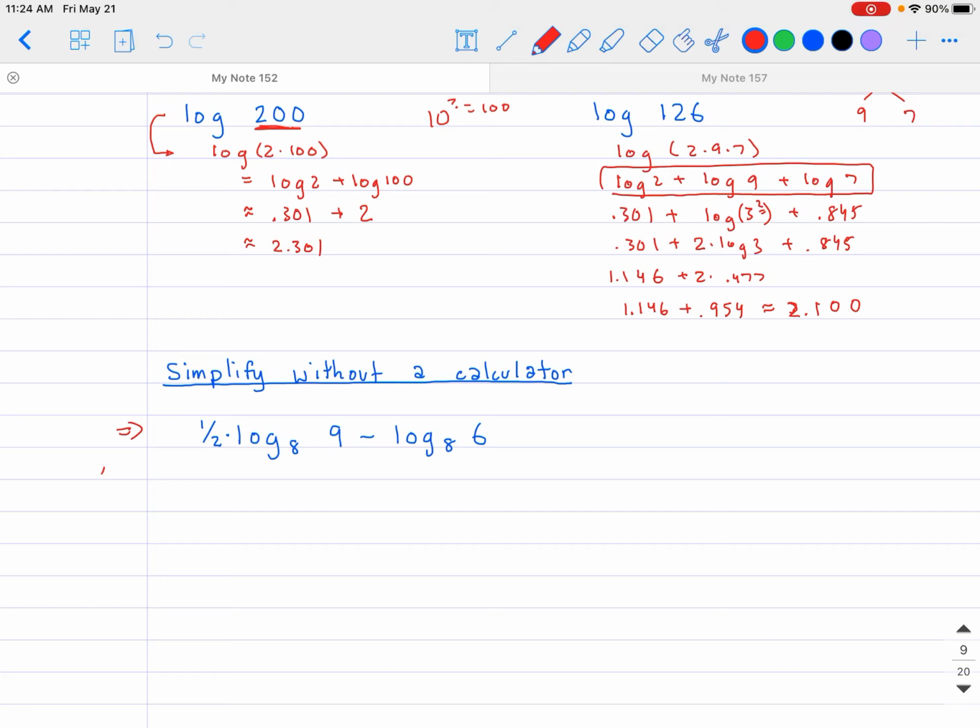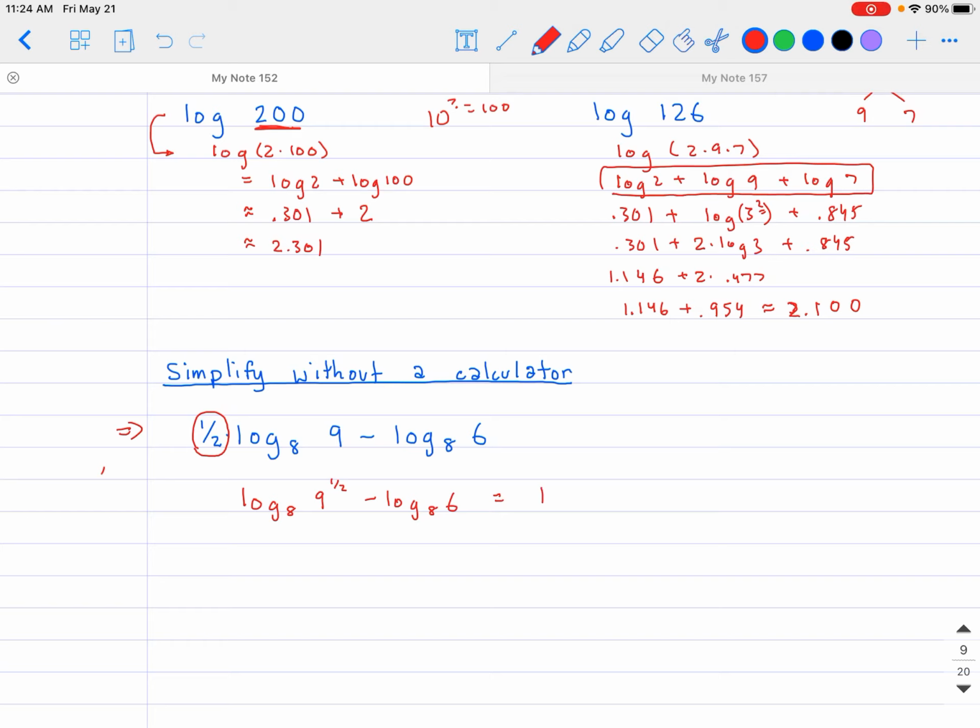Notice that they both have log base 8, so that's good because we can combine it. If they're not the same base, then you're going to have to do a little bit of work, and then we can't combine it just as easily. So here, let's go ahead and take this 1/2 and put it somewhere else because I'd like to combine the two logarithms together, and I can't do that with the 1/2 on the outside. So on the properties, in the theorems of the logarithm, we can go ahead and take that 1/2 and bring it inside as an exponent. So 9 to the 1/2 power inside the log base 8 minus the log base 8 of 6.